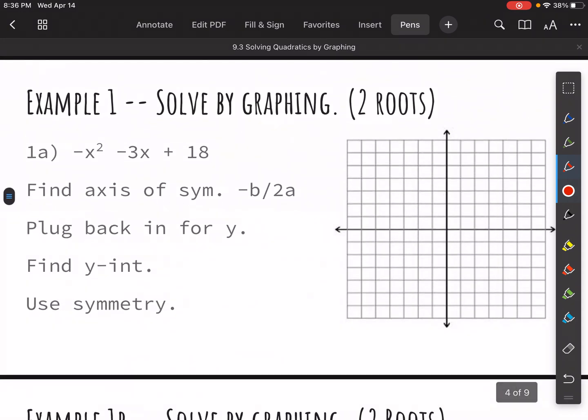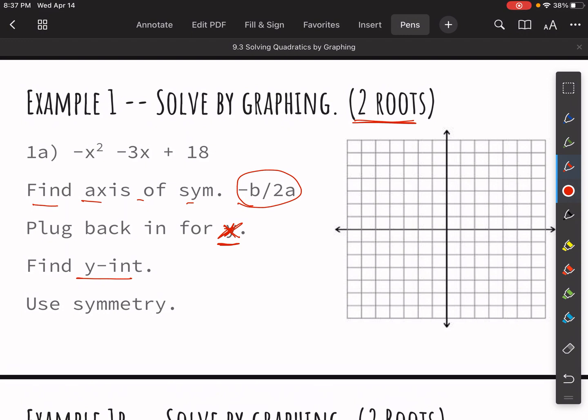Okay, so here we go. Let's just jump right into an example. Example 1, solving by graphing. This is one that has two roots. First of all, what I would encourage you to do is to find your axis of symmetry. So you're going to use your negative b over 2a. You're going to plug it back in for x to get our y. Then we're going to find our y-intercept, and then we're going to use symmetry to graph this.